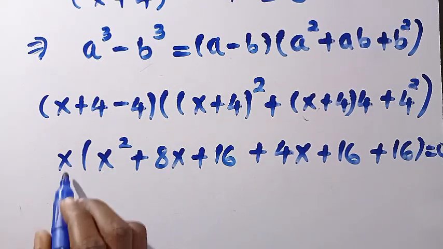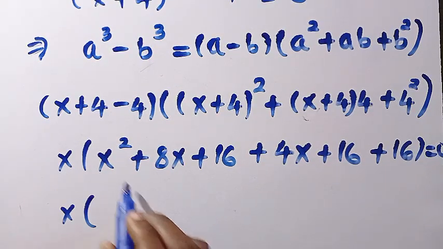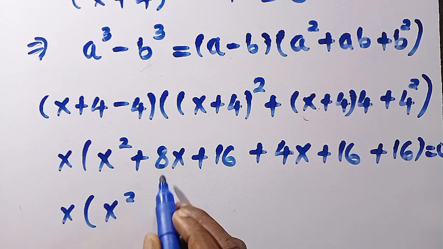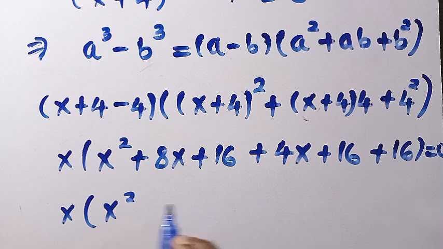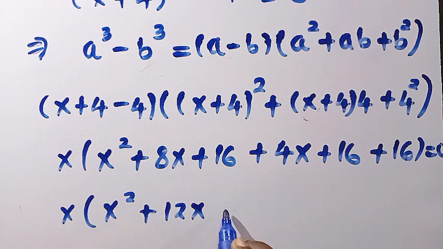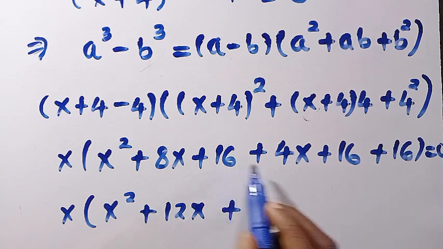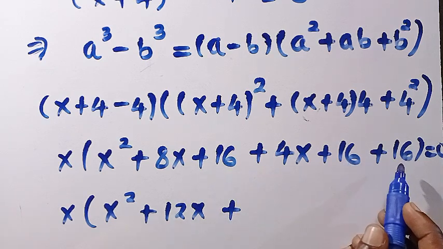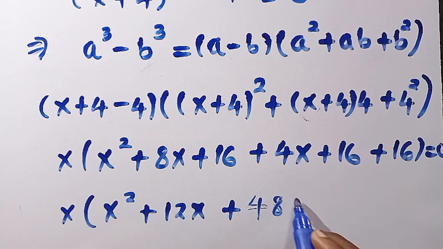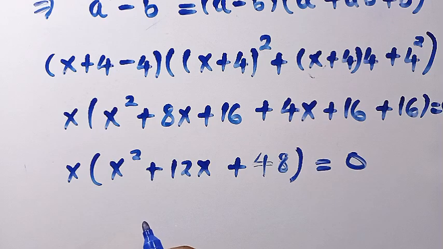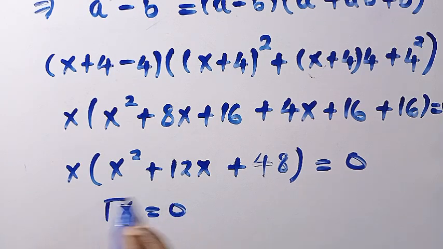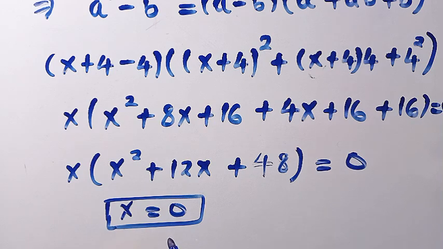So getting to this stage, we have x into bracket of x^2, here is 8x, and here is 4x. So 8x plus 4x gives us 12x. Then plus 16 plus 16 plus 16, that is 48, equals 0. So we are expected to get 3 solutions, as the first one here is x equals 0. So here is the first solution that satisfies this.